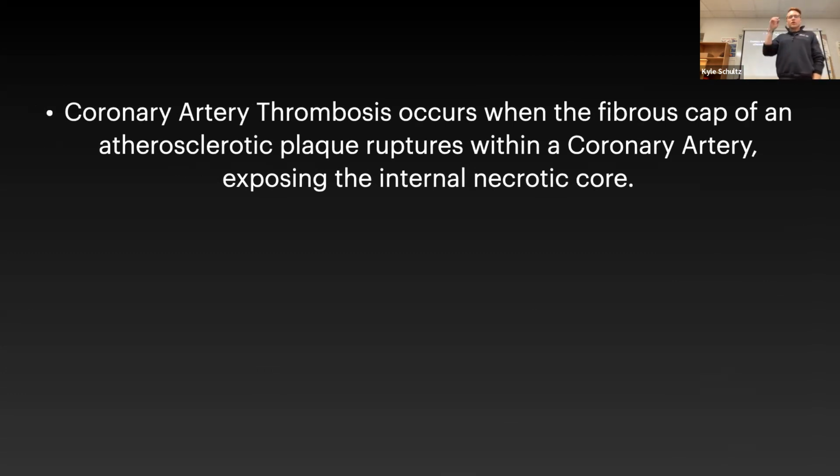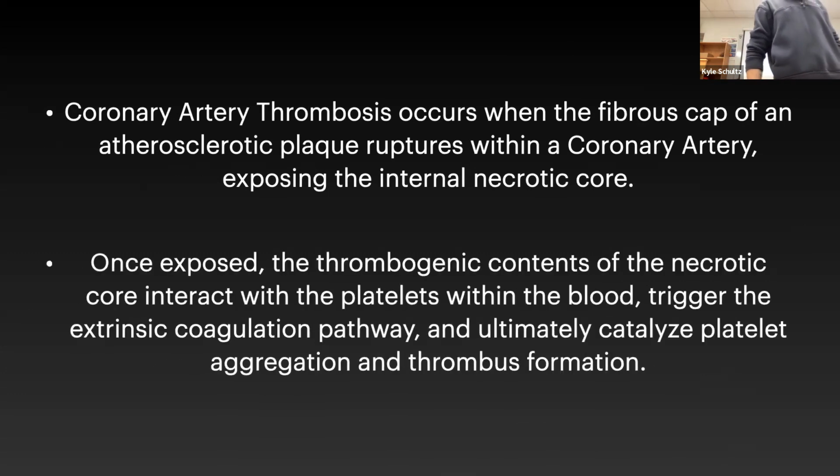Okay, so coronary artery thrombosis, which is the process that causes acute MI, is when the fibrous cap of the atherosclerotic plaque ruptures within the coronary artery and exposes the internal necrotic core. And again, there are pictures. I'll show you exactly what this is. Once exposed, the thrombogenic contents of the necrotic core interact with the platelets within the blood. It triggers the extrinsic coagulation pathway, and that ultimately catalyzes the platelet aggregation and thrombus formation that causes the heart attack and how we die. Does that make sense? That's what I'm talking about here.